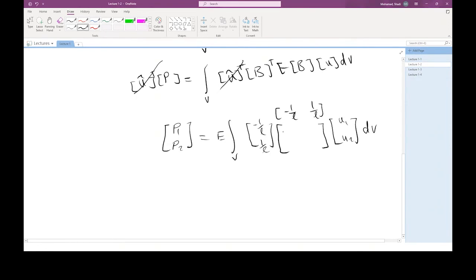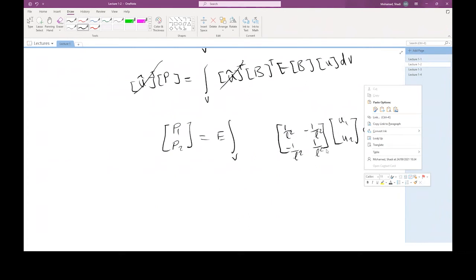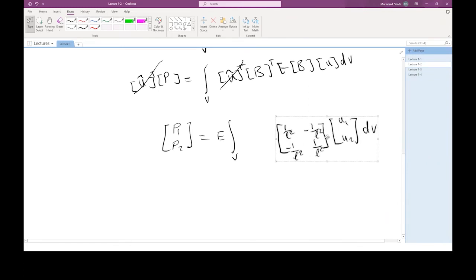So this one multiplied by this one is 1 over L squared. This one multiplied by this one is minus 1 over L squared. This one by this one is minus 1 over L squared. And this one by this one is 1 over L squared. So I can now take the L. I don't need these anymore. I'll just remove them because I've already multiplied them. And I'll shift this whole thing here.